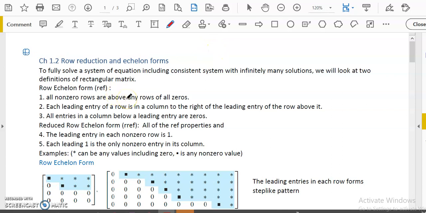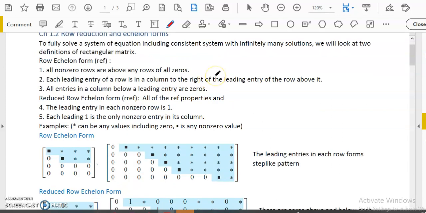So there are two terms that I want to talk about for an augmented matrix. Using elementary row operations, we can convert an augmented matrix of a system into two different forms. One is called row echelon form, which is basically what we did earlier. It is the upper triangular matrix form, usually abbreviated as REF.